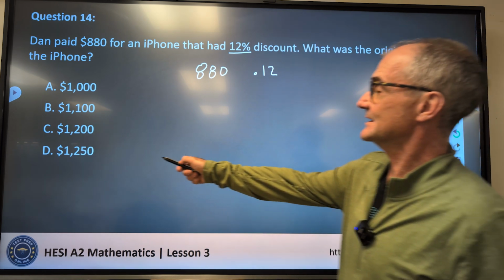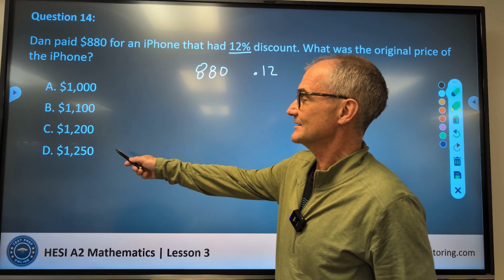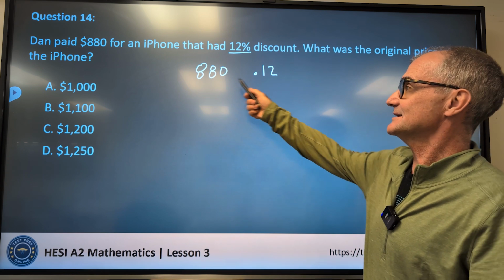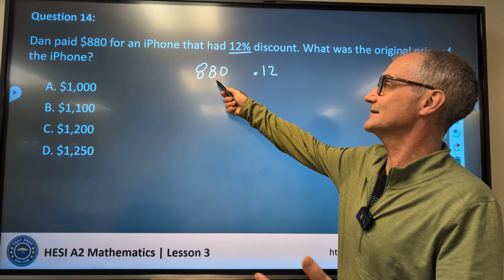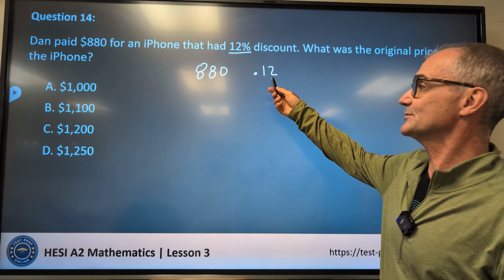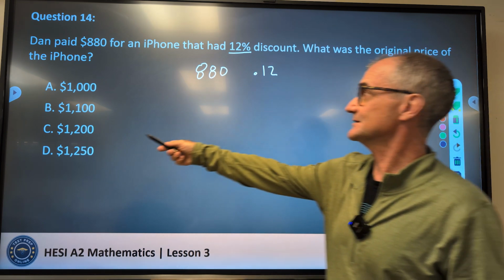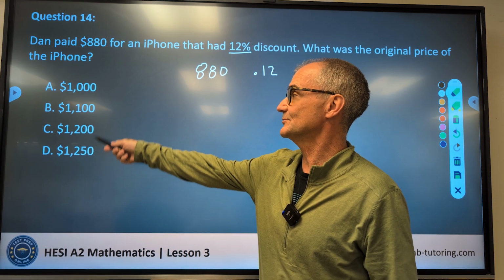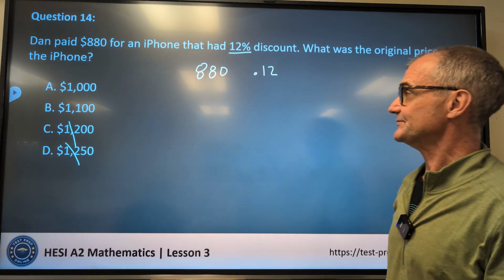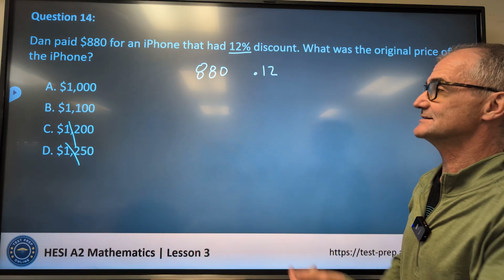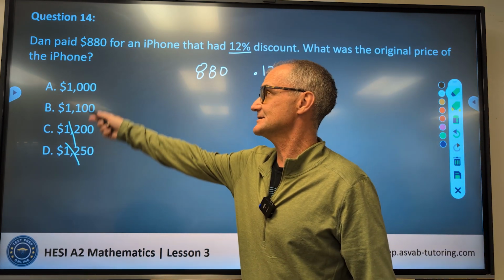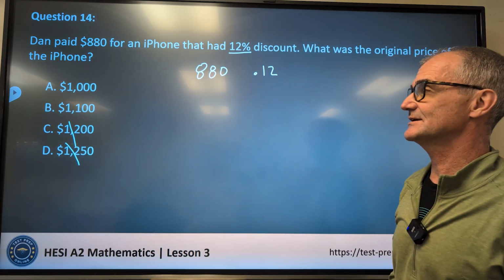See if I can eliminate any of these. Well, 12% is about 10%. 10% on a number would be about $90 on top of this. Maybe a little bit more because it's 12, but certainly not $400 more like these. So we could eliminate these two. And the only one that really makes sense is going to be that 1,000. So just by a process of elimination, I can tell it's going to be 1,000.